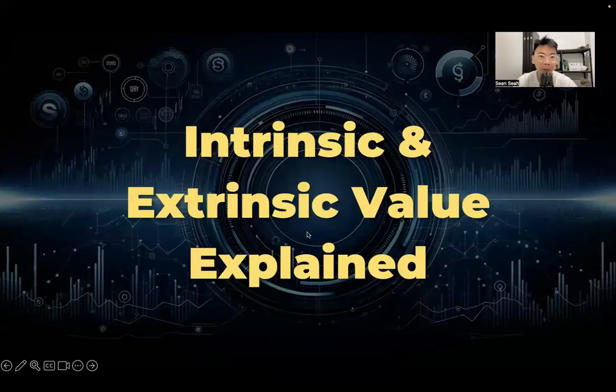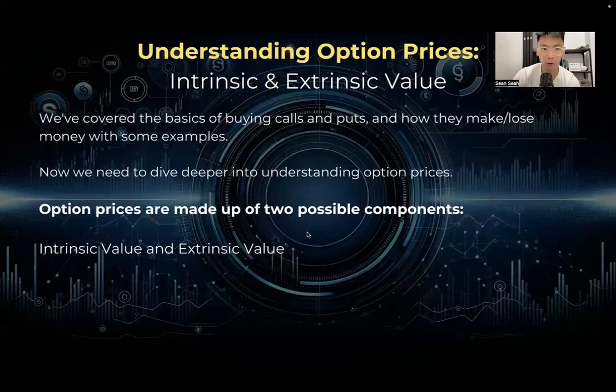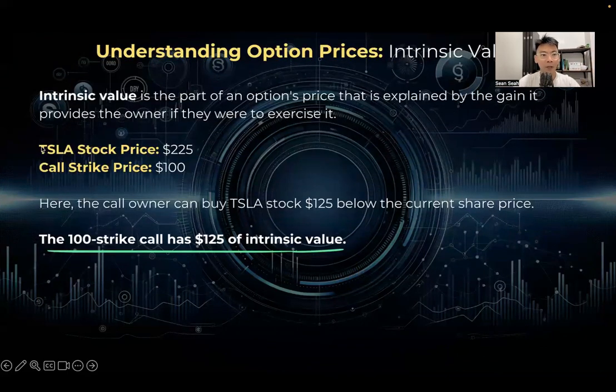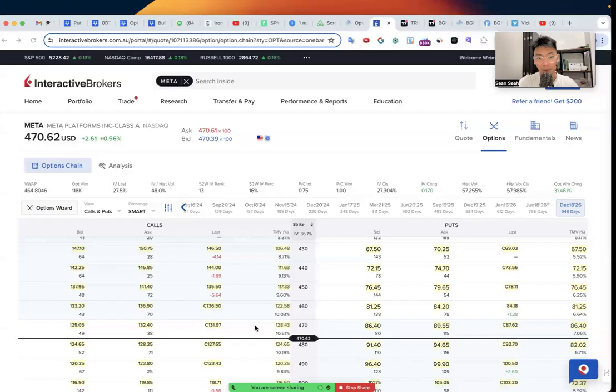Now let me first explain the intrinsic value and extrinsic value. We will break it down in the next particular video. Now, first let's talk about intrinsic value. The options are again made out of two components, intrinsic and extrinsic value. The premium is made up of these two. So let's talk about the intrinsic value. Here I put an example of Tesla, but let's use Meta as an example.